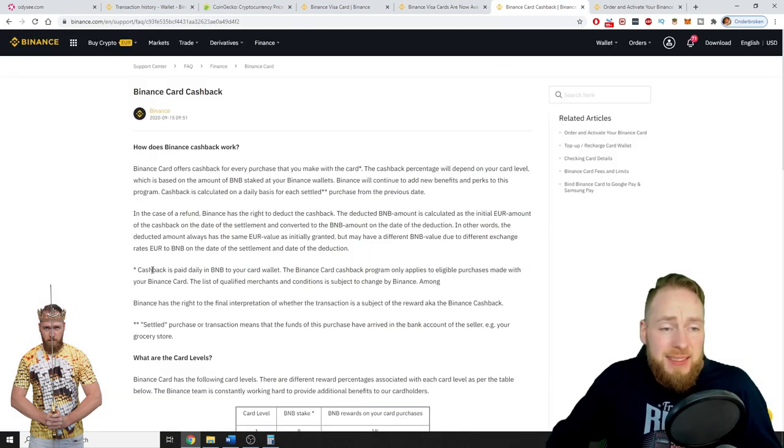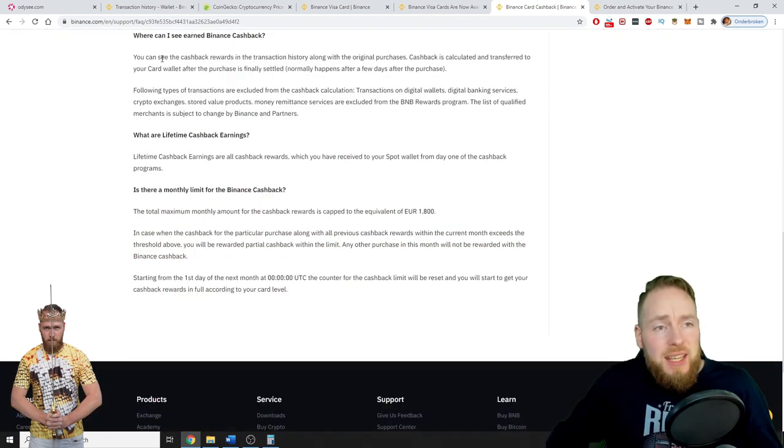The cashback is paid daily in BNB to your card wallet, and it only applies to eligible purchases made with your Binance card. The list of qualified merchants and conditions is subject to change by Binance. Of course, they also have the right to the final interpretation of whether the transaction is a subject of the reward, aka the Binance cashback. You can see the cashback rewards in the transaction history, along with the original purchases. Cashback is calculated and transferred to your card wallet after the purchase is finally settled, normally a few days after the purchase.